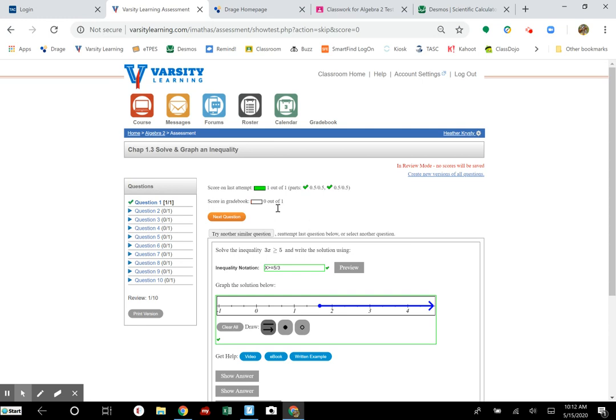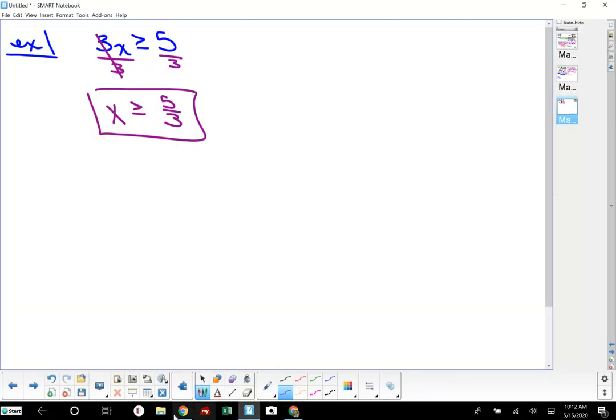Inequality notation is the answer that you get when you work out the problem. Then you're going to graph the solution. All right, let's go back here. I want to do one more problem. And this guy looks like, let me change pen color.